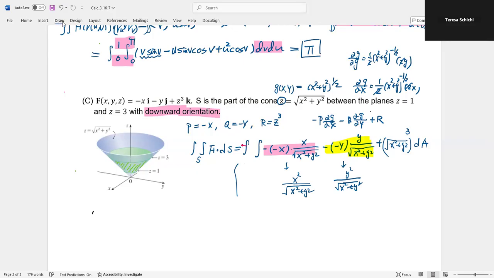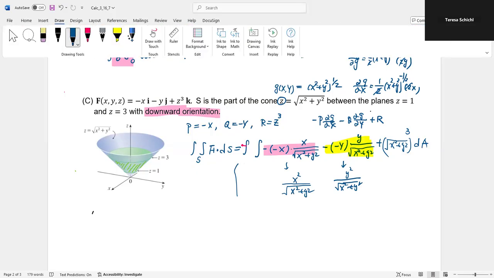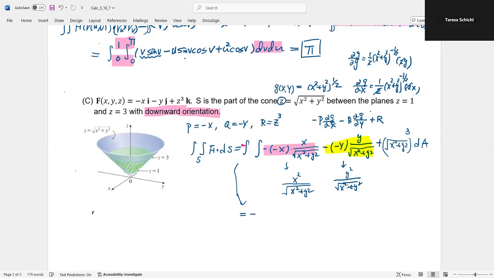Okay, so here it is going to be equal to negative. And then the inside here will be x squared plus y squared. So this is x squared plus y squared. These two terms you can combine. This is x squared plus y squared plus x squared plus y squared square roots to the cube, dA. So, all right, integrating with some regions here.